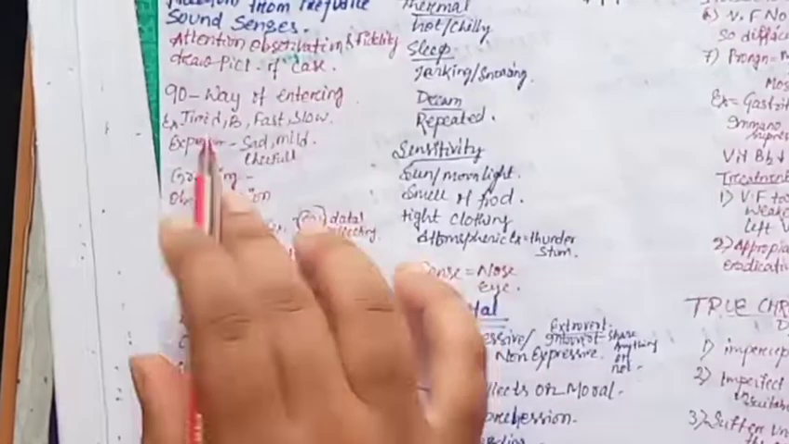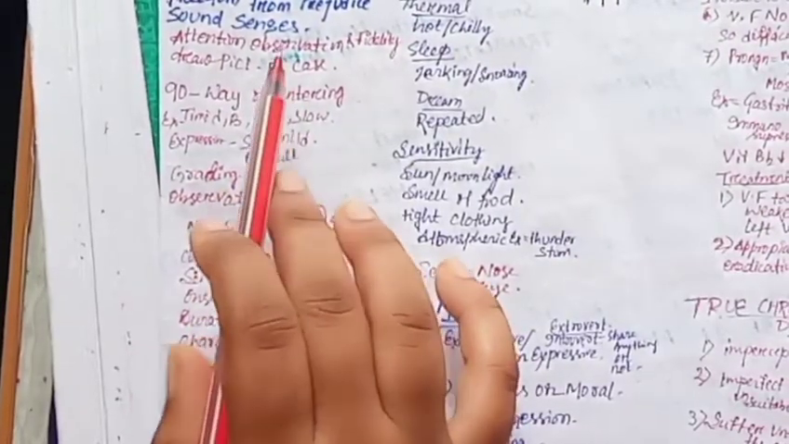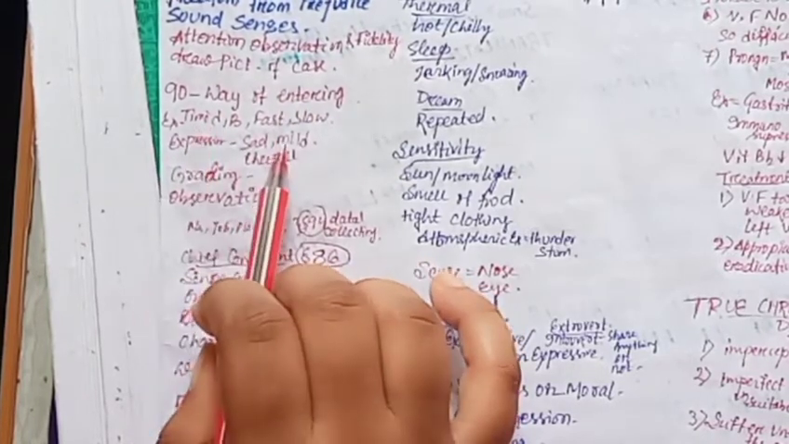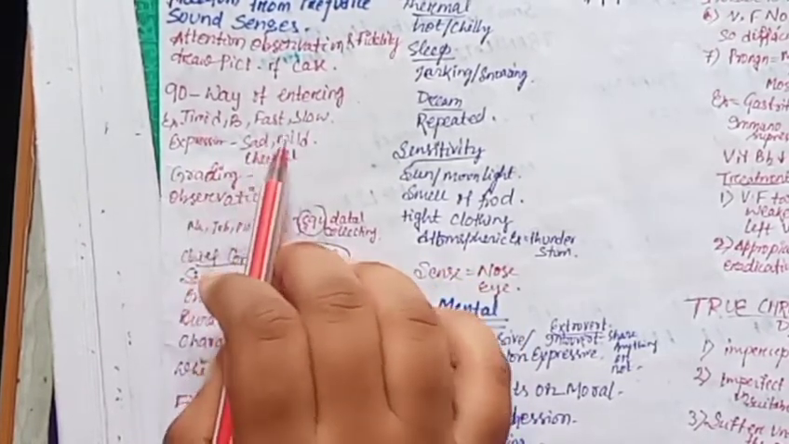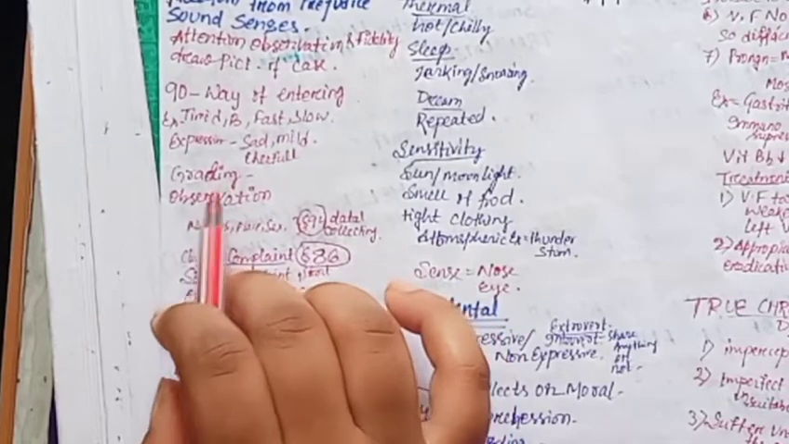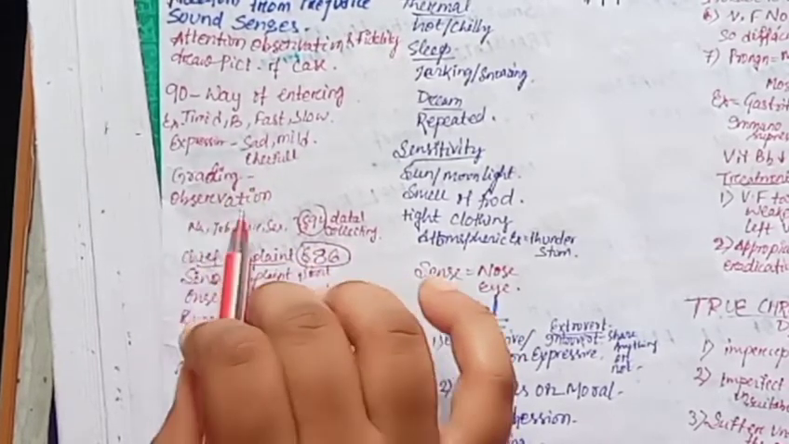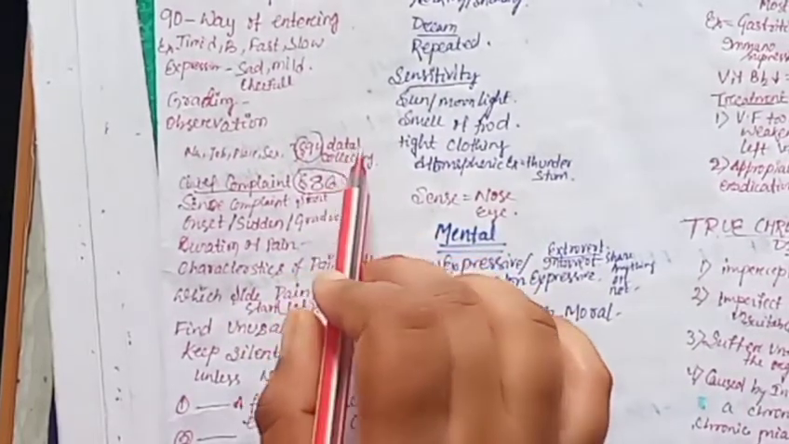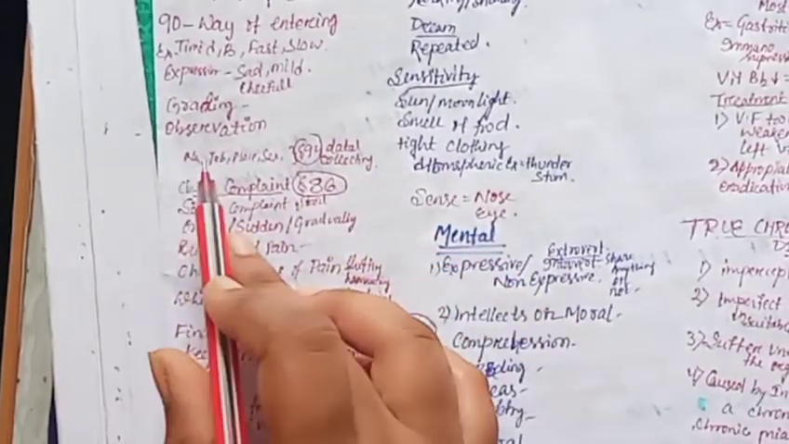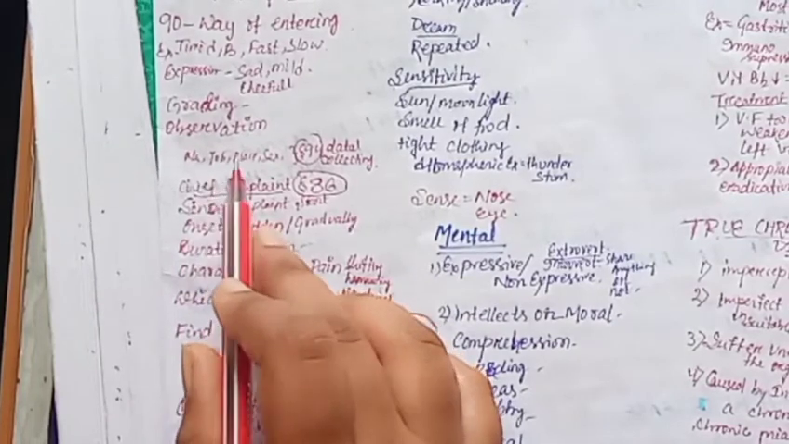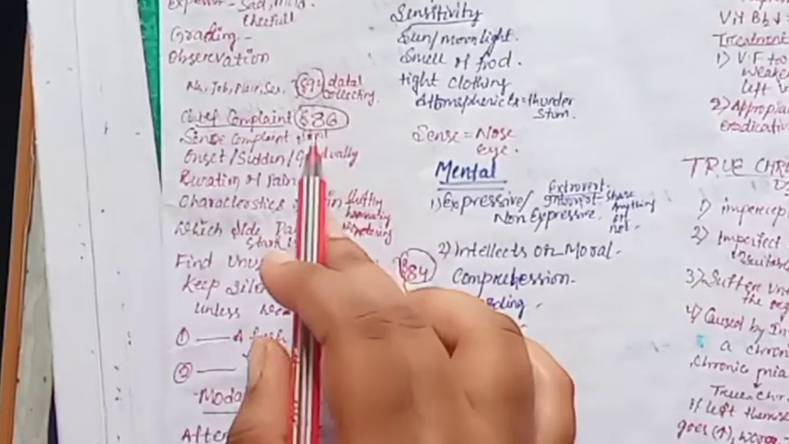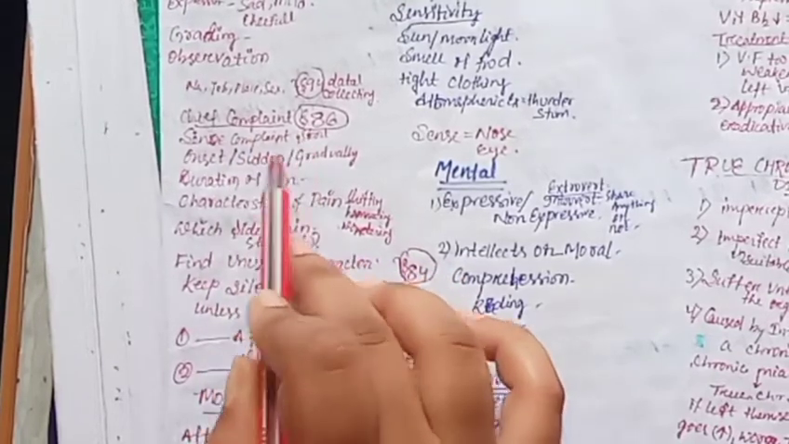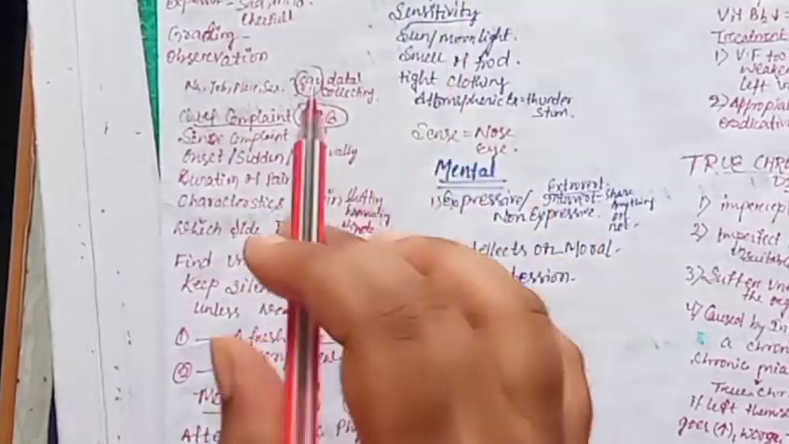In aphorism 90 there is given the condition when the person enters, whether timid, fast or slow, how the expression is, sad or mild or cheerful, and how he is greeting the physician. You should observe these things. In aphorism 94 it is written that data collection means the name of the patient, job, place, sex. In 86 it is written about the chief complaint.